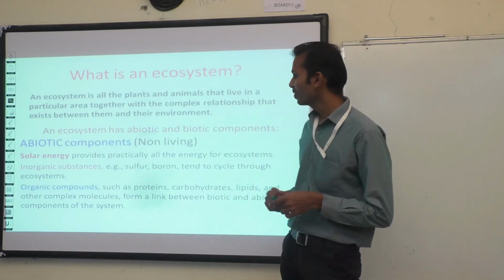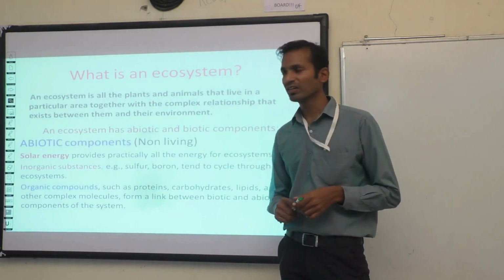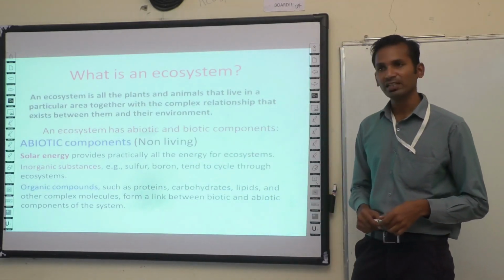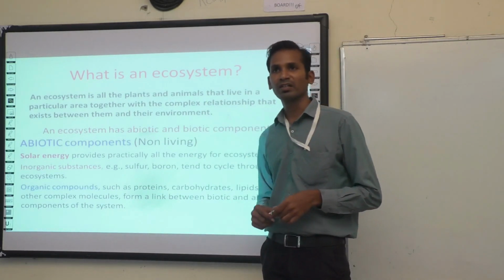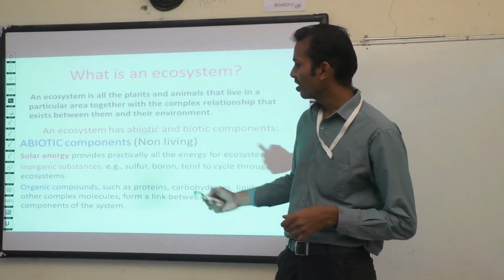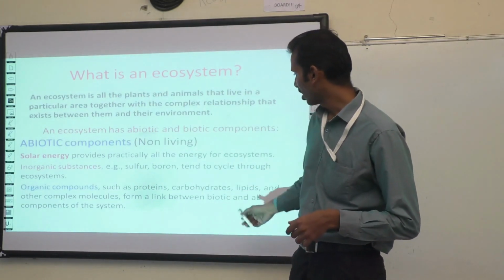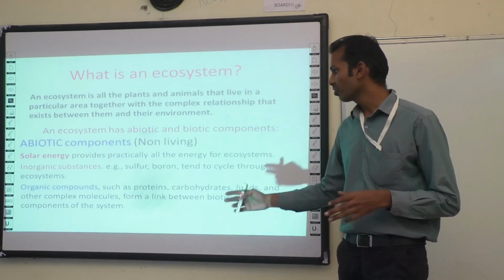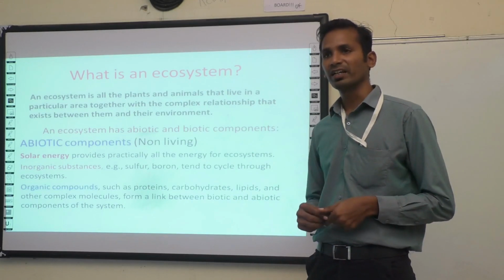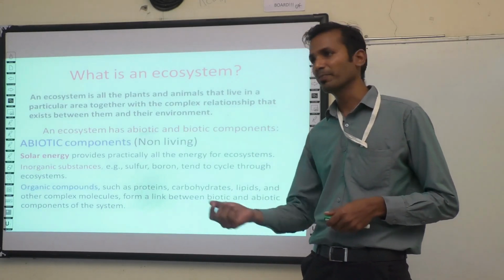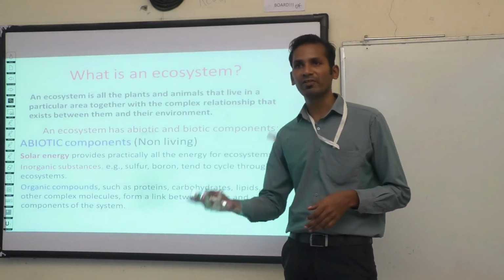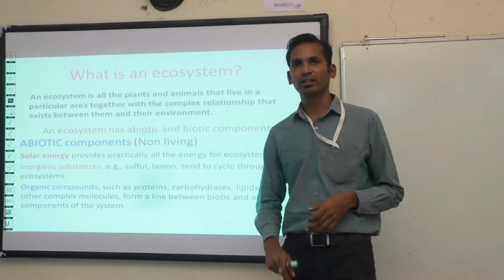So what is the abiotic component? Abiotic component is a non-living component. For example, it has inorganic substances such as sulfur, boron, carbon. Everything is called abiotic component. Some organic compounds like proteins, carbohydrates, lipids and other complex molecules. These proteins and carbohydrates are complex molecules, whereas amino acids and fatty acids are the simpler forms. So these organic and inorganic compounds which don't have a live form are called abiotic components.